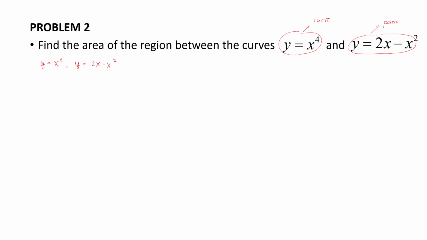So again, if you don't know how to determine those types of equations, try reviewing it as early as now. Okay, I think we're going to graph equations up until the very end. Okay, so we're going to have x to the power 4 is equal to 2x minus x squared.